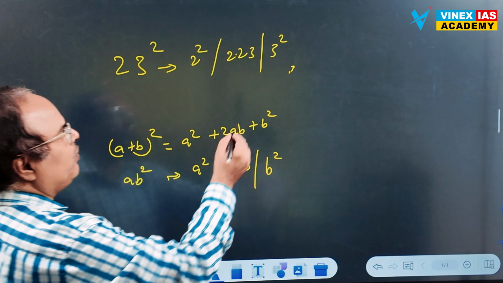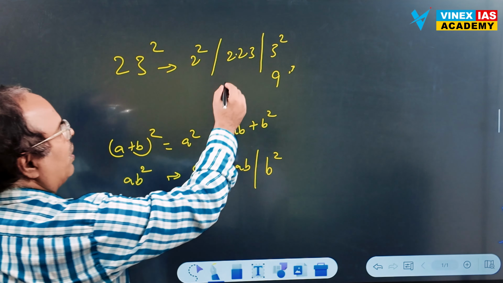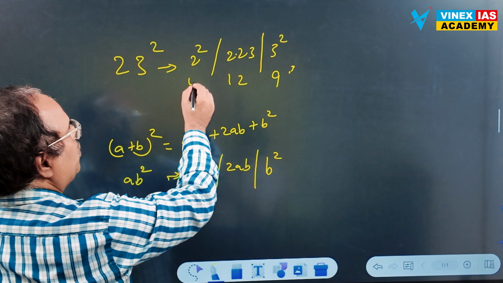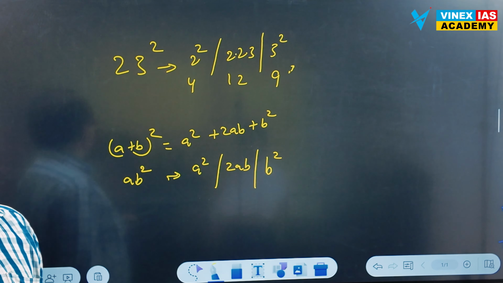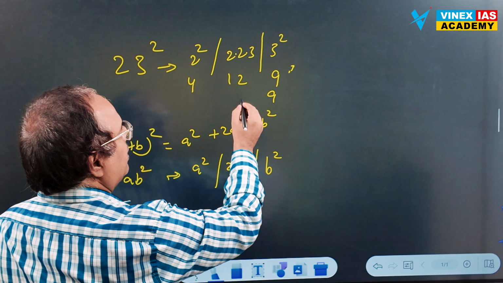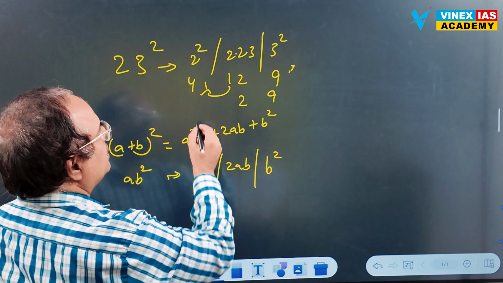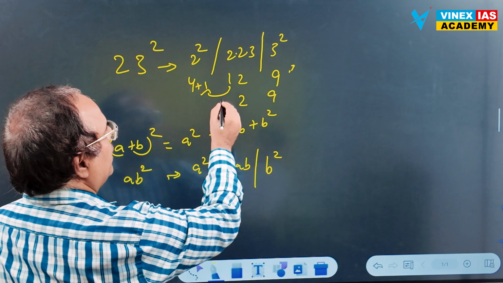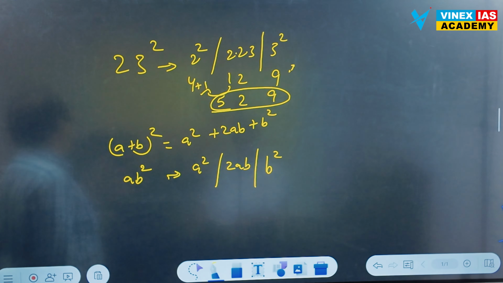Now 3 square will give you 9. 2 into 2 into 3 will give you 12. 2 square will be 4. But here each column should have one digit. So here you will take 9, then take 2 from the 12, and the 1 will be carried over. So 4 plus 1 will give you 5. So our final answer will be 529.